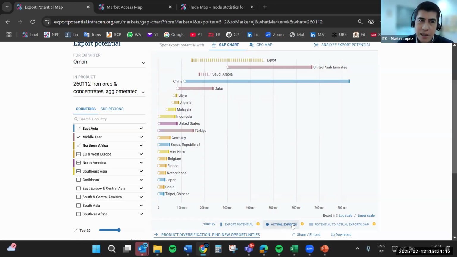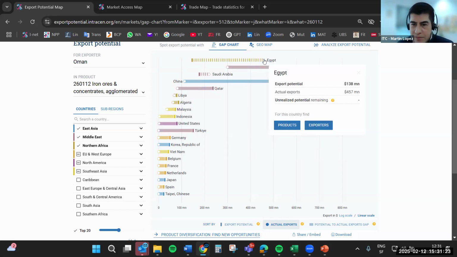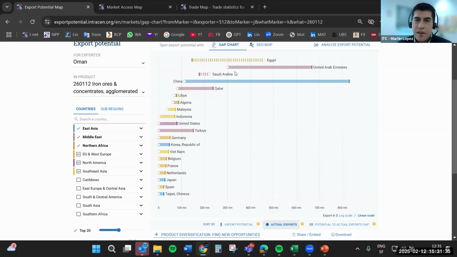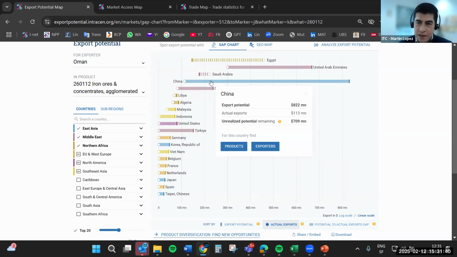This is telling me now that Oman is performing very well in exports of iron ores concentrates to Egypt. Wow, around 457 million. Congratulations. Second market, currently United Arab Emirates. Third market, Saudi Arabia. Fourth market, currently China, but there is much more room to grow in China.